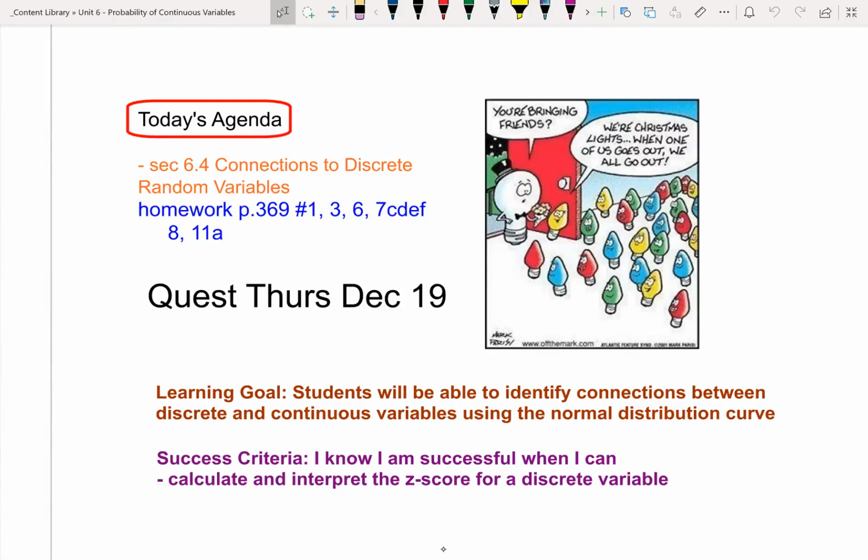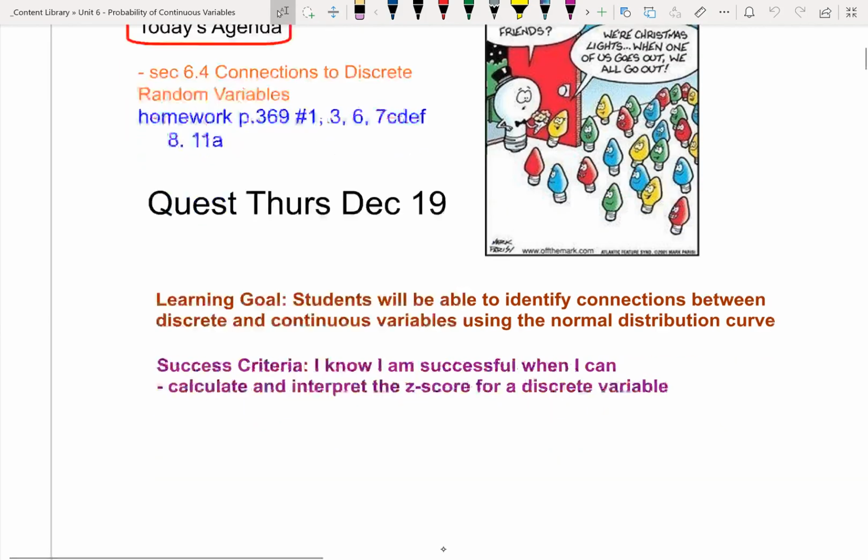In today's note, we're going to look at connections between continuous random variables and discrete random variables. Continuous random variables have been what we've been looking at this unit, and discrete random variables is what we've looked at in the past.